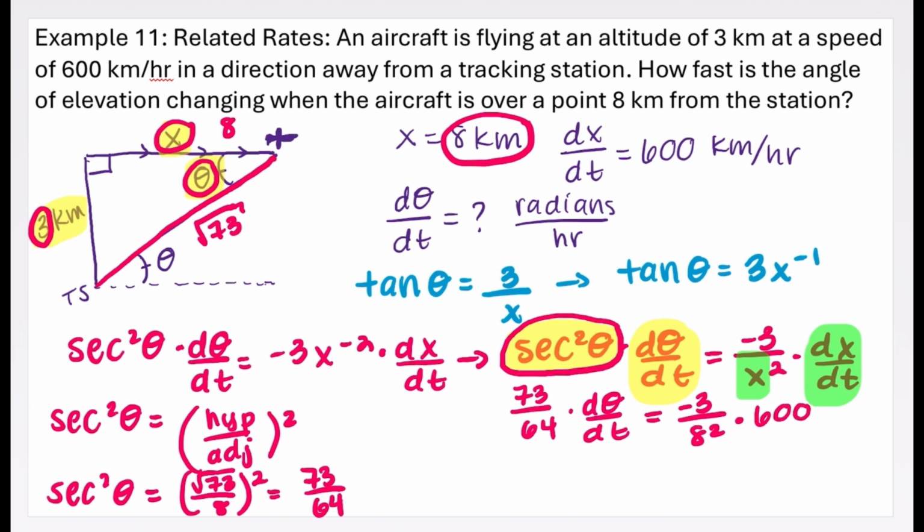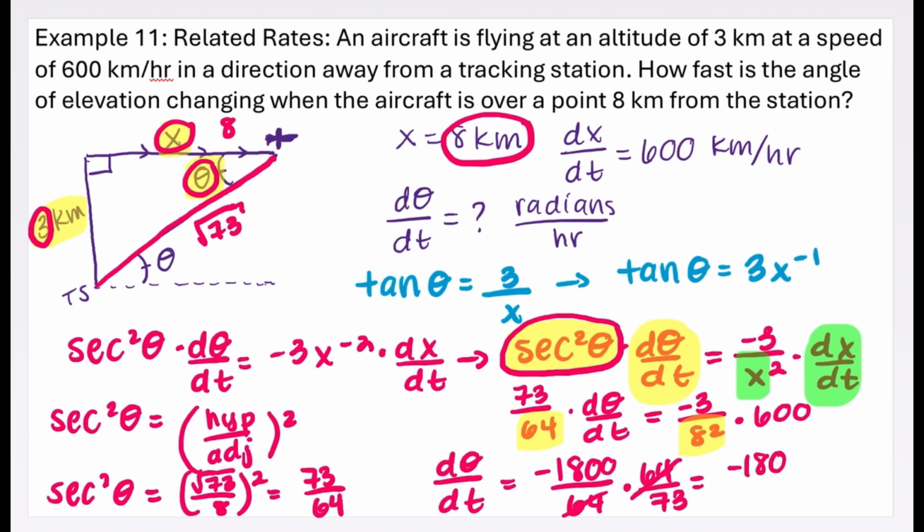Now, I'm going to end up with 64 on the bottom over here as well. So I'll have 64 on the bottom of both sides. So when I flip this function around and multiply, those 64s are going to end up canceling each other out. So I'll have d theta over dt equals negative 1800 over 64 times 64 over 73, which is going to be negative 1800 over 73, and that'll be radians per hour. And you can write that as a decimal as well. I'm not sure what it would be.